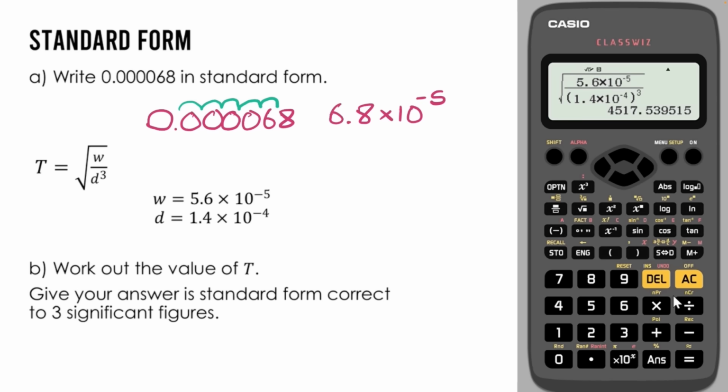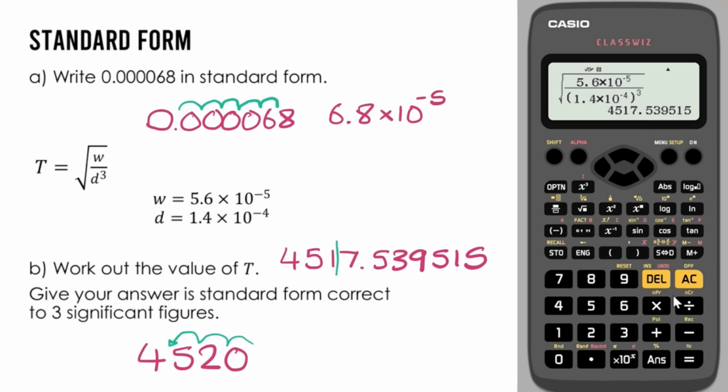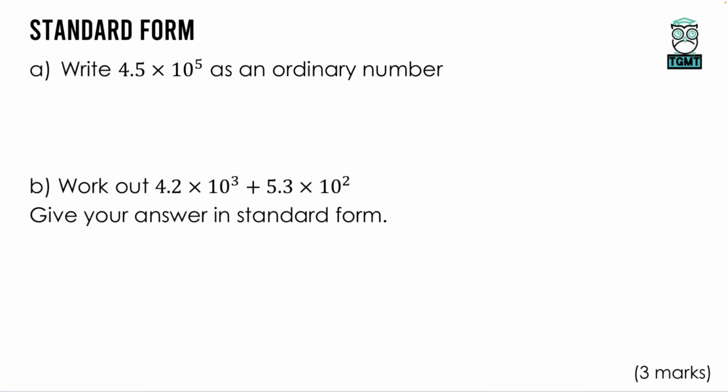It does want this to 3 significant figures, so we'll write that down and drop it after the third number, so that'd be 4,520. Then we need to hop the decimal back in 3 jumps to make it 4.52, and that'll be times 10 to the power of 3. So we're looking at standard form.